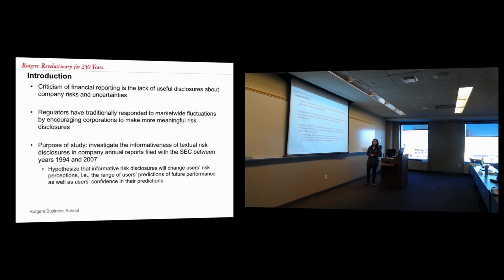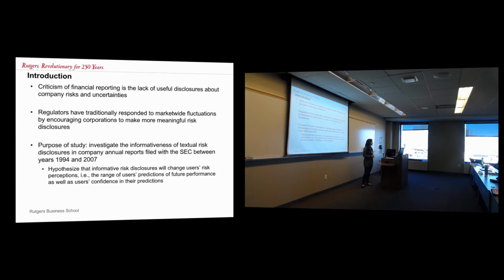There's been a lot of criticism of financial reporting, especially suggesting that the disclosures provided by management do not provide any useful information. So regulators have responded to fluctuations in the market by encouraging corporations to make more meaningful risk disclosures. So what the authors want to do in this study is to investigate how informative these textual risk disclosures are in the 10-Ks that were filed from 1994 to 2007.